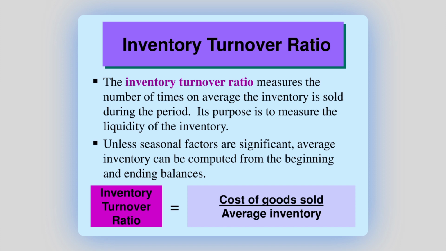Alright, so unless the factors are significant, average inventory can be computed from the beginning and ending balances. Alright. So ano yung formula, class? In the inventory turnover, cost of goods sold divided by your average inventory. So yan, class, ha? Yan yung ating formula. Okay.